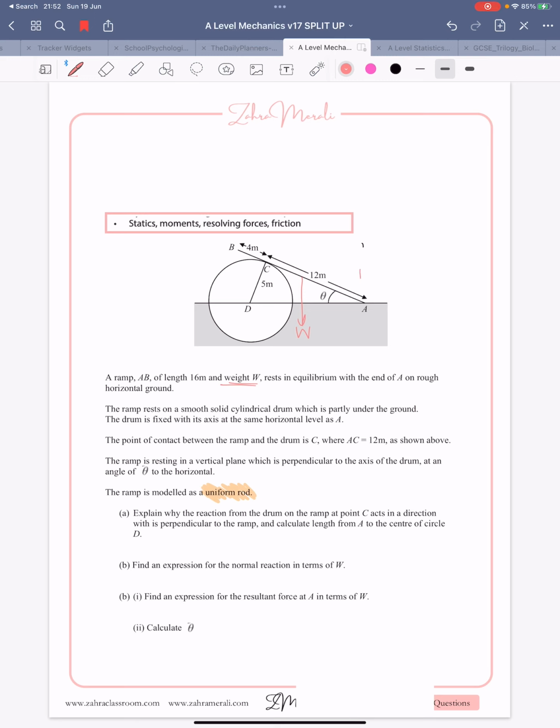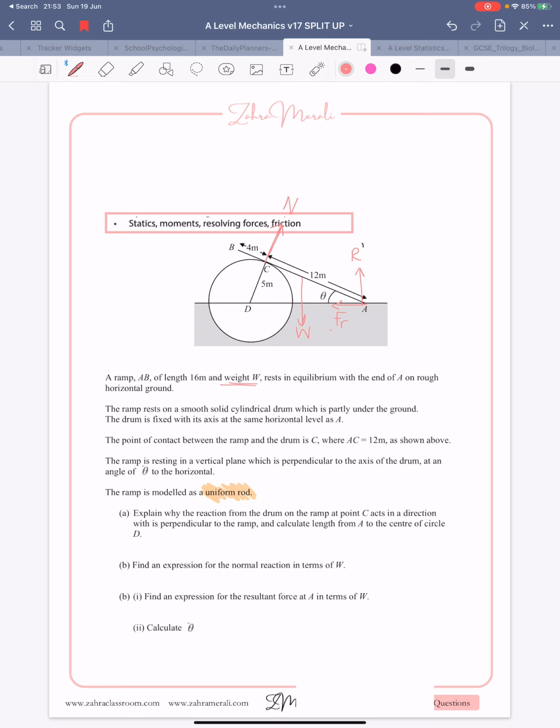It's on a rough horizontal ground. We've got our reaction force. We're going to have our friction over here. So we've got friction here. Do we have any other forces? We've got it sitting here and it's a circle. So the normal is going to be like that. And I think for the moment, that is all we have.